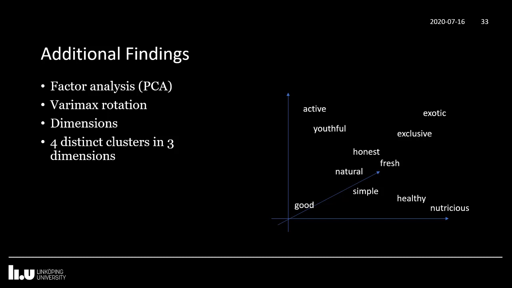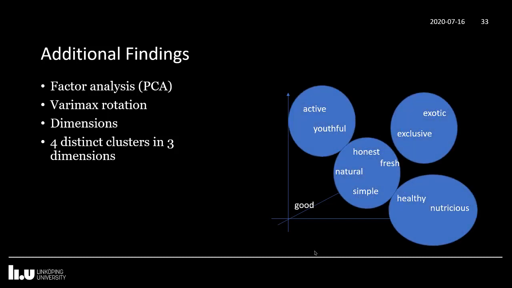But what the PCA does, it plots the different words into a space. And this is really a mathematical vector space. And what we can see here is that they build groups. They cluster together: active and useful cluster together, exotic and exclusive cluster together, honest, natural, fresh, simple cluster together, healthy and nutritious cluster together. And then we have one word which is here, good, close to the origin. But you can see that good, close to the origin, is some type of antonym to healthy and nutritious.